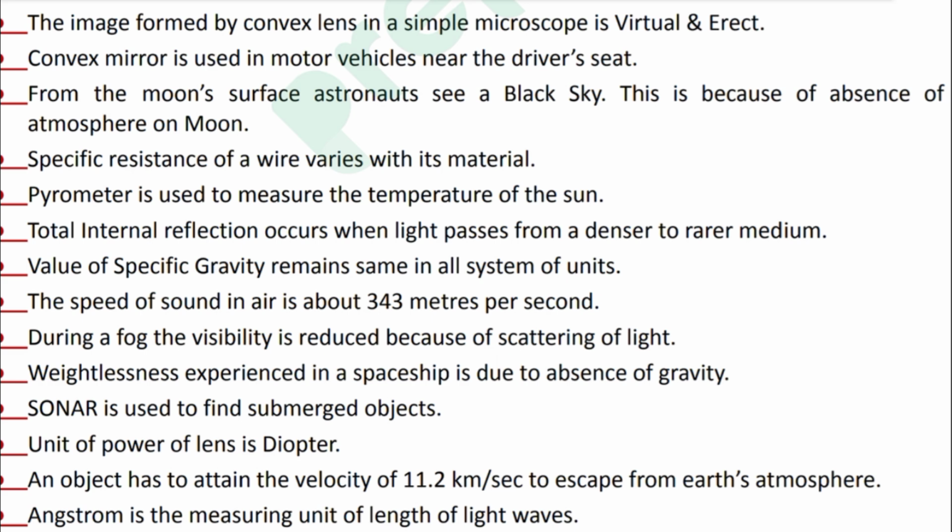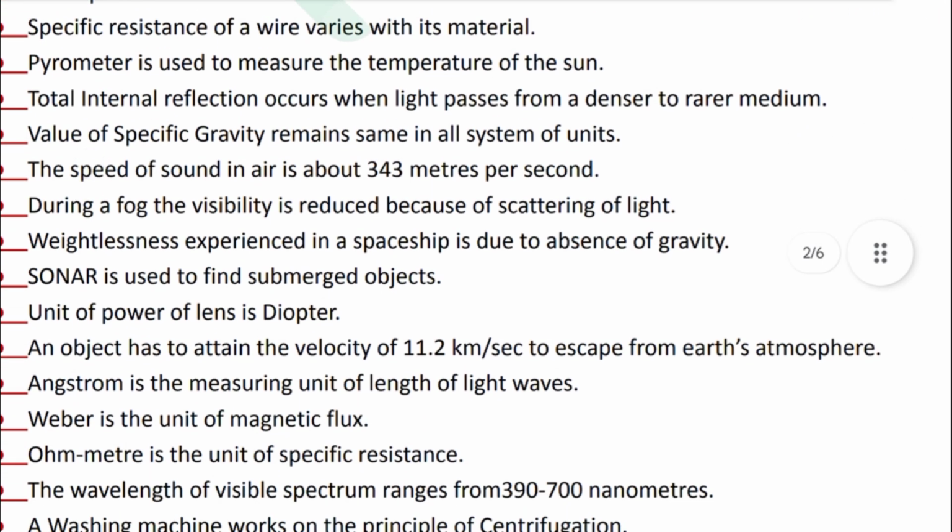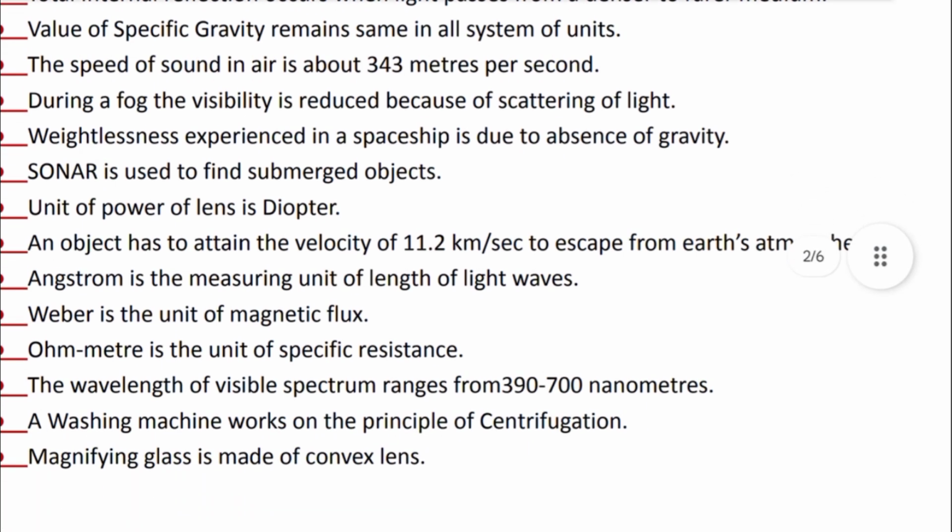Next, speed of sound in air is about 343 meter per second. Next, during a fog the visibility is reduced because of scattering of light. Next, weightlessness experienced in a spaceship is due to absence of gravity. Next, sonar is used to find submerged object. Unit of power of lens is diopter. Next, an object has to attain the velocity of 11.2 km per second to escape from Earth's atmosphere.